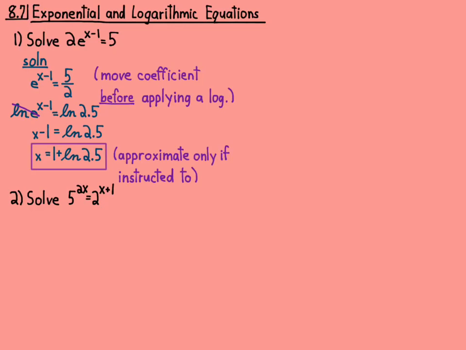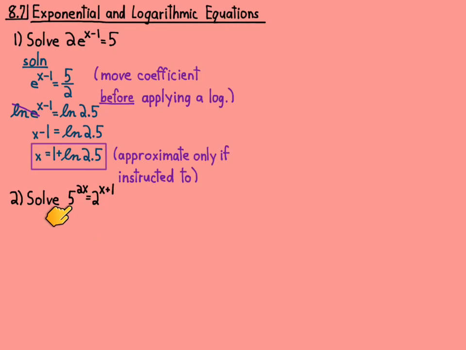Okay, so here, the first one I was solving an exponential equation. 2e to the x minus 1 equals 5. That's called an exponential equation, right? This is another exponential equation. But now I have exponents on both sides. And not only that, the bases are different. Oh my gosh, what am I going to do?